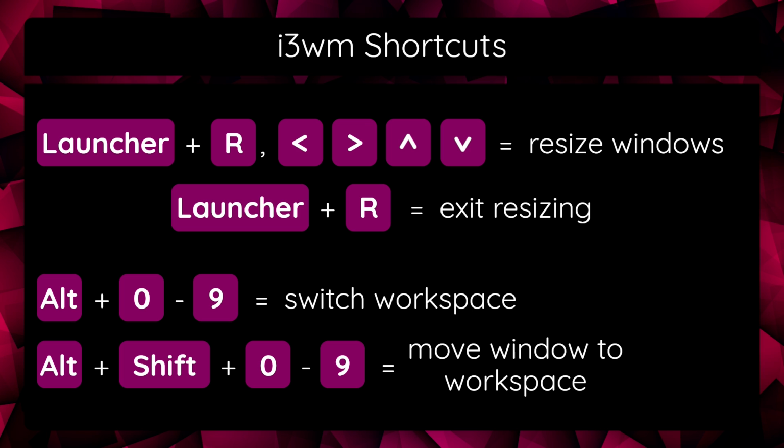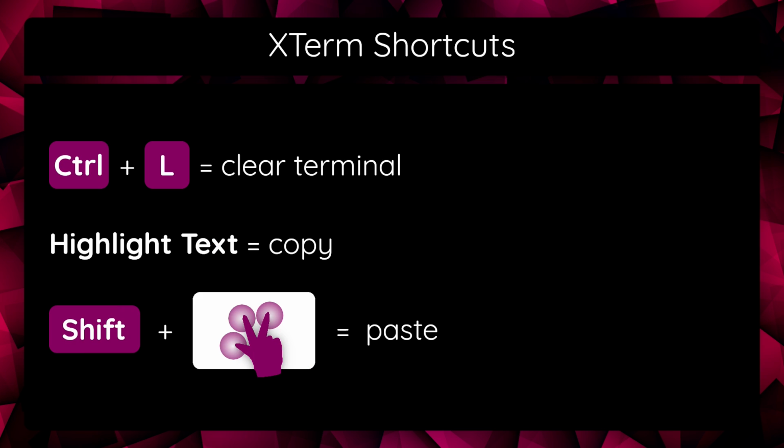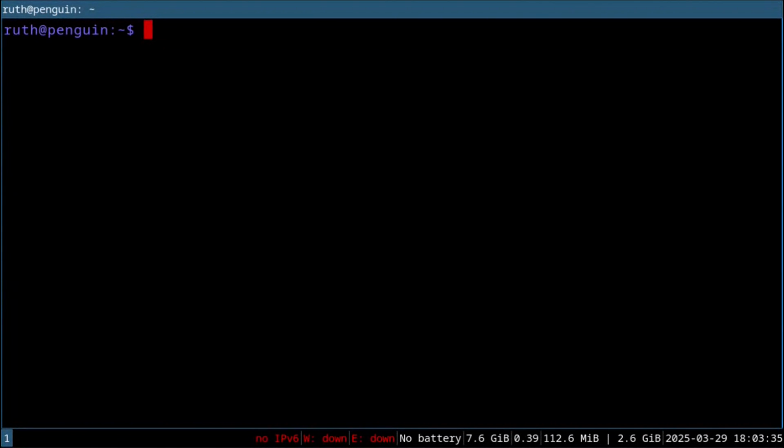Additionally, Alt 0 through 9 will switch workspaces, and Alt Shift 0 through 9 will move a window to a specified workspace. Finally, some useful shortcuts for the Xterm terminal are Control L, which clears the terminal. Highlighting text is the equivalent of copying, and holding Shift and doing a 3-finger click on the mouse pad will paste text in Xterm.